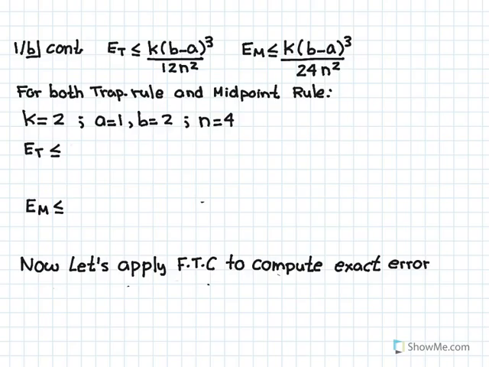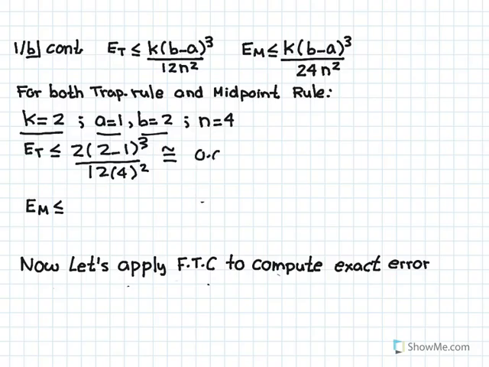All right, so what we have is, for both trapezoidal rule and midpoint rule, k is equal to 2, a is 1, b is equal to 2, n is equal to 4. So let's do some computations. Let's find the upper bound of the error for the trapezoidal rule and the midpoint rule. Error trapezoidal is going to be less than or equal to k, which is 2, times b minus a, that's 2 minus 1, all cubed, divided by 12 times n, which is 4, all squared. This comes out to 0.01042. This is an upper bound for the error of estimation for the trapezoidal rule.